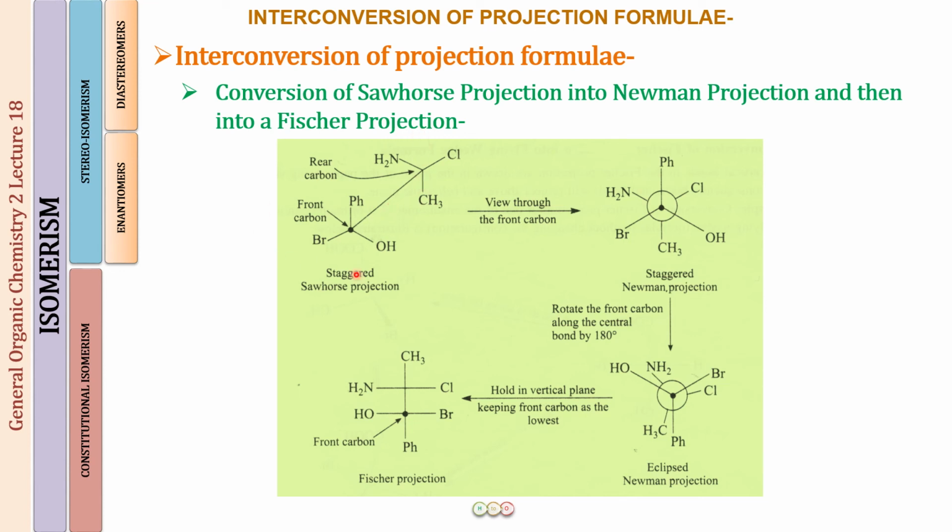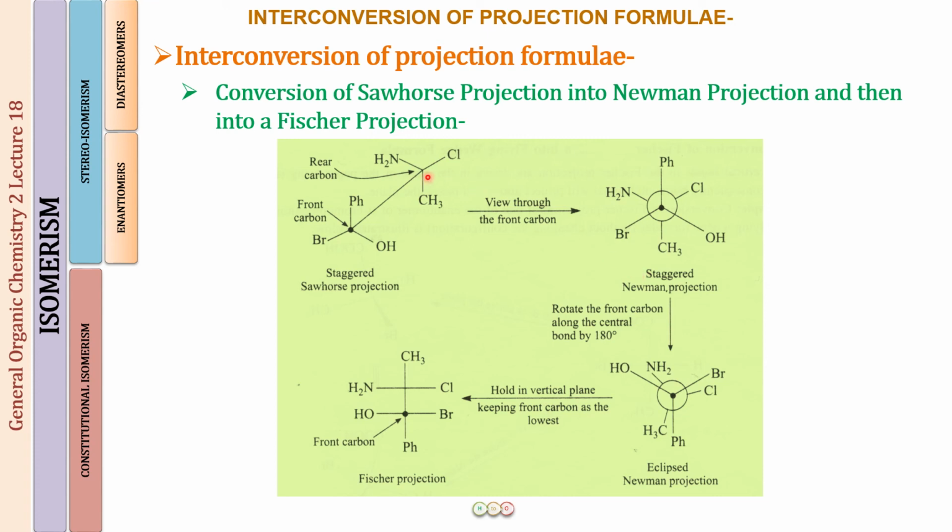Fine. So now you know that this is the staggered sawhorse projection, and in a staggered sawhorse projection, this is going to be the rear carbon, this is the front carbon. So we now look through the front carbon in such a way that we cannot see a rear carbon for drawing the Newman projection.